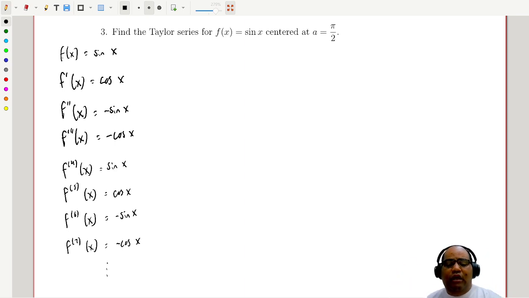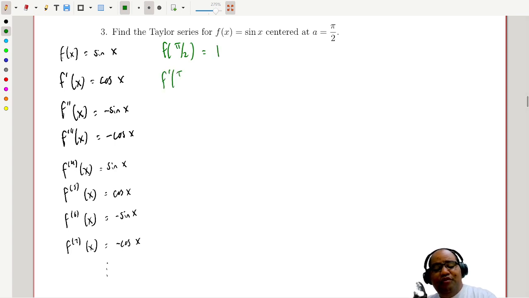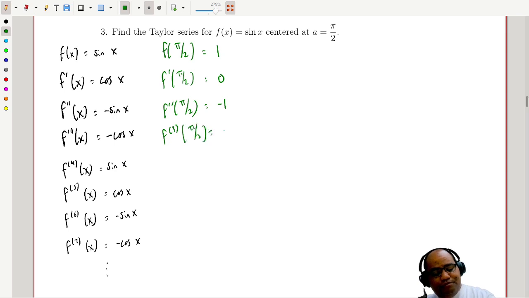All right, but now there's not really an immediate pattern that arises here, but once we plug in this number, our center point, we see something magical happen. So if we want to evaluate f at pi over 2, what is the sine of pi over 2? Think back to your unit circle. Sine of pi over 2 is 1. Now the derivative at pi over 2: cosine of pi over 2 is 0. The second derivative at pi over 2, well, again, sine of pi over 2 is 1, so the second derivative there is minus 1. And the third derivative at pi over 2 is 0.